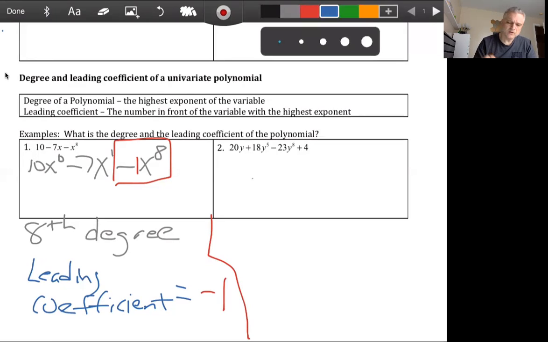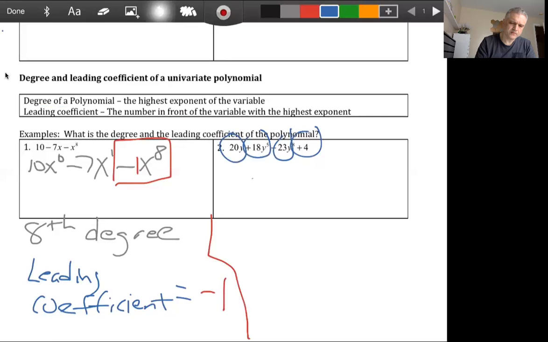So let's look at the second one. The second one, we have 1, 2, 3, 4 terms. The first term is 20y, or 20y to the 1st. So this one has a 1st degree term. Second one is a 5th degree term because it's y to the 5th. Then you've got y to the 8th. That's an 8th degree term. And then the term that doesn't have any y is y to the 0. So that's a 0 degree.